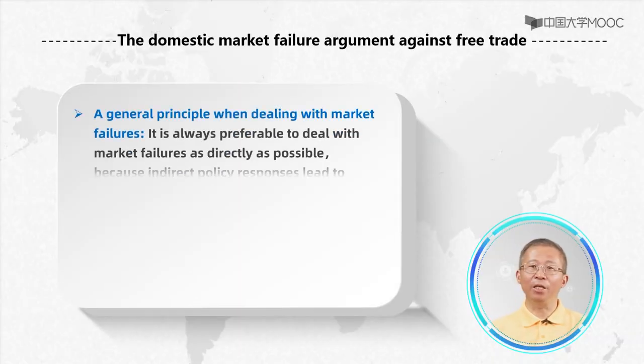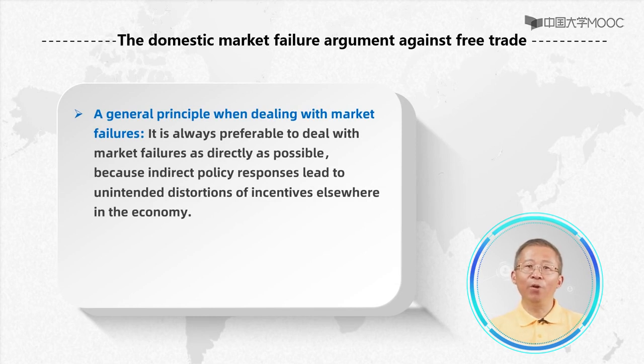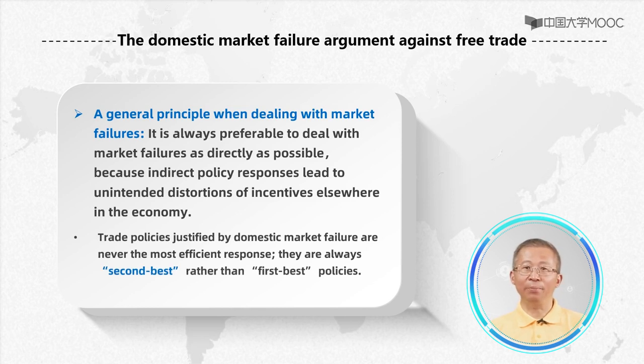This example illustrates a general principle when dealing with market failures. It is always preferable to deal with market failures as directly as possible, because indirect policy responses lead to unintended distortion of incentives elsewhere in the economy. Thus, trade policies justified by domestic market failure are never the most efficient response. They are always second best rather than first best policy.